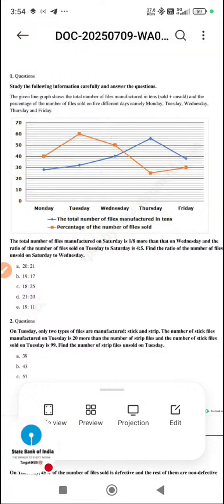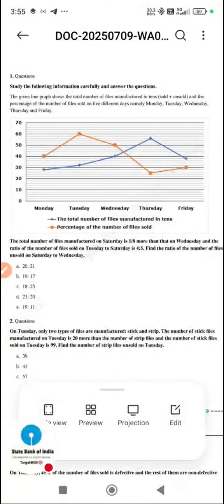Next, here we see the line graph shows the total number of files manufactured in tens, sold plus unsold, and the percentage of the number of files sold on 5 different days, namely Monday, Tuesday, Wednesday is given. So Monday, Tuesday, Wednesday, Thursday and Friday are the days.